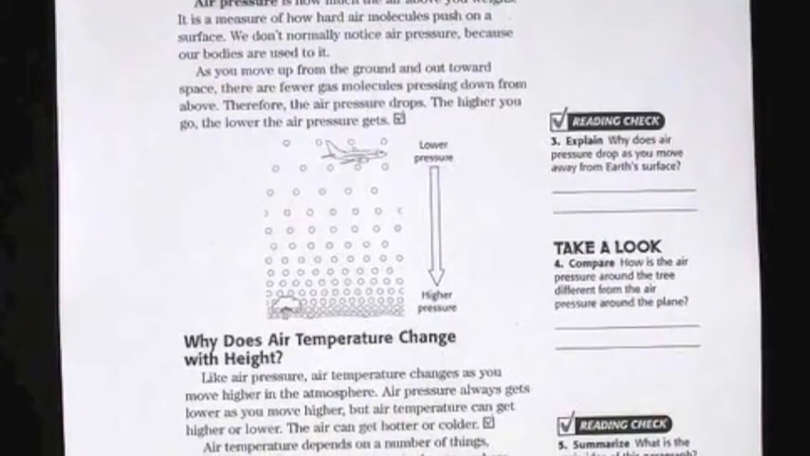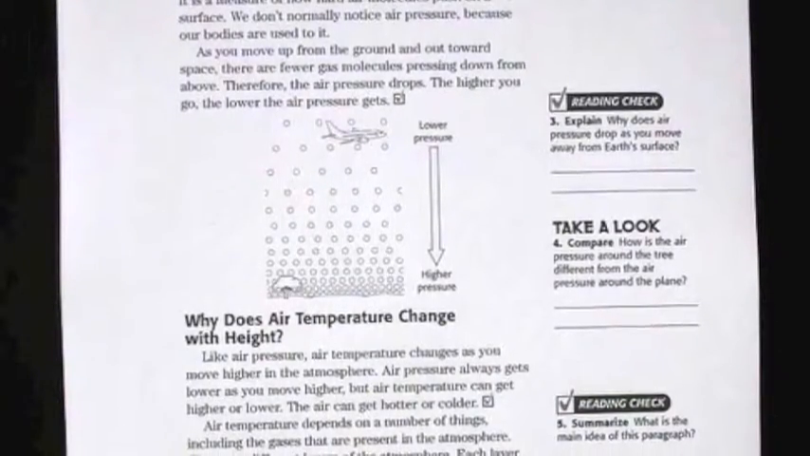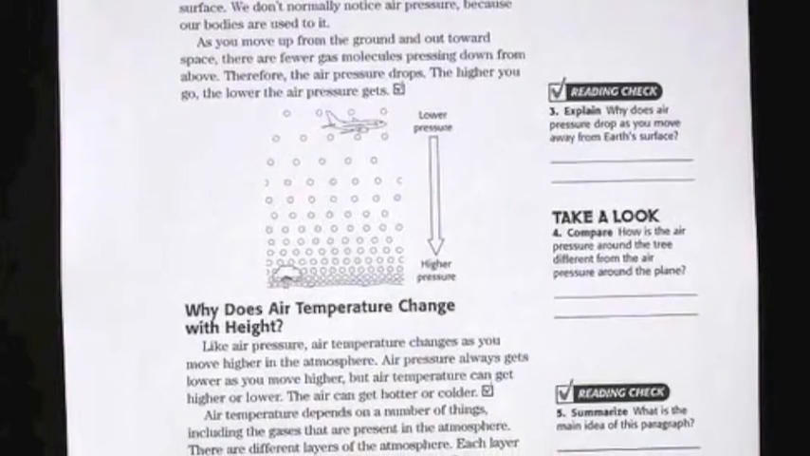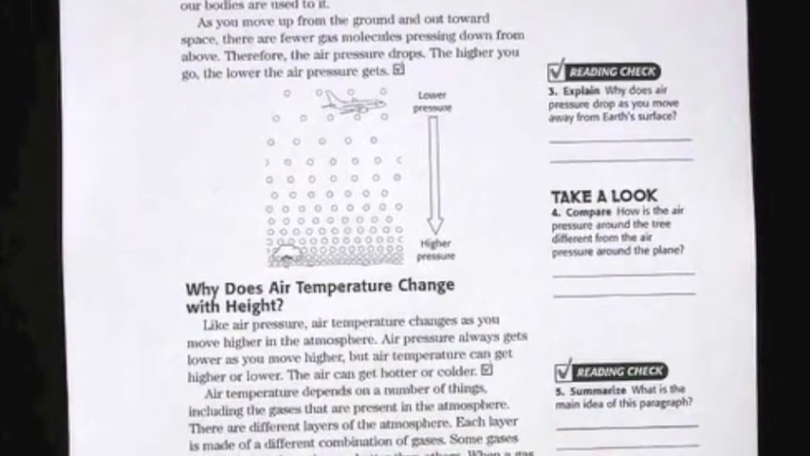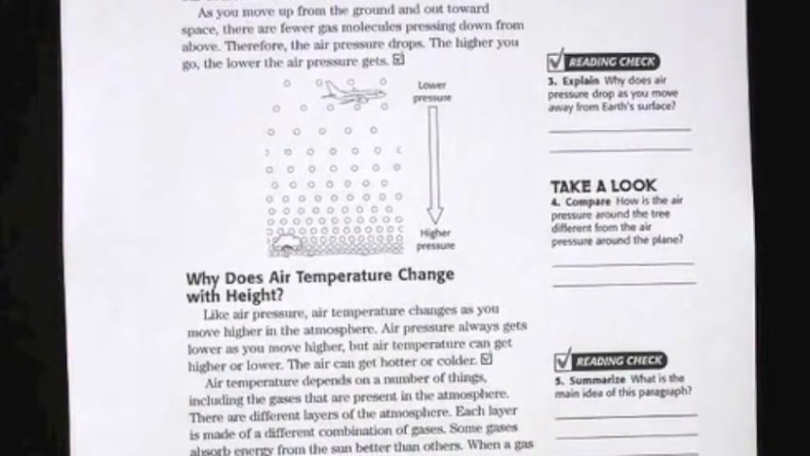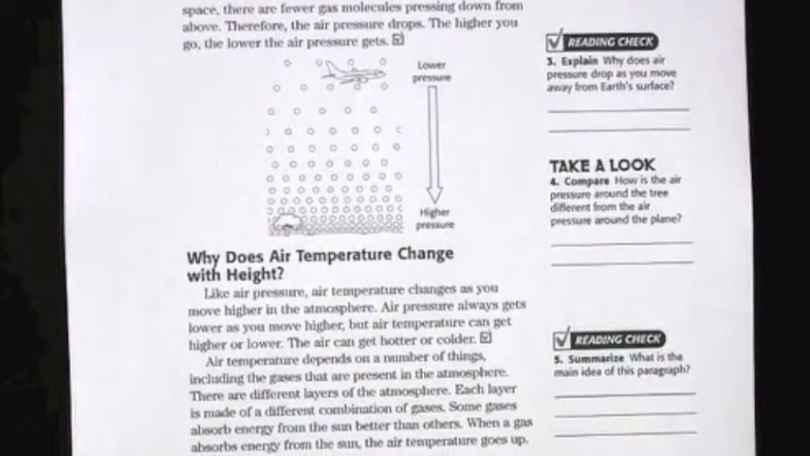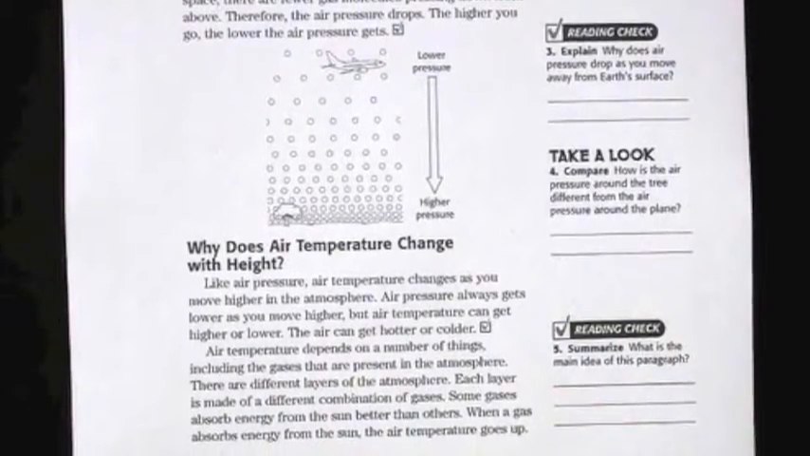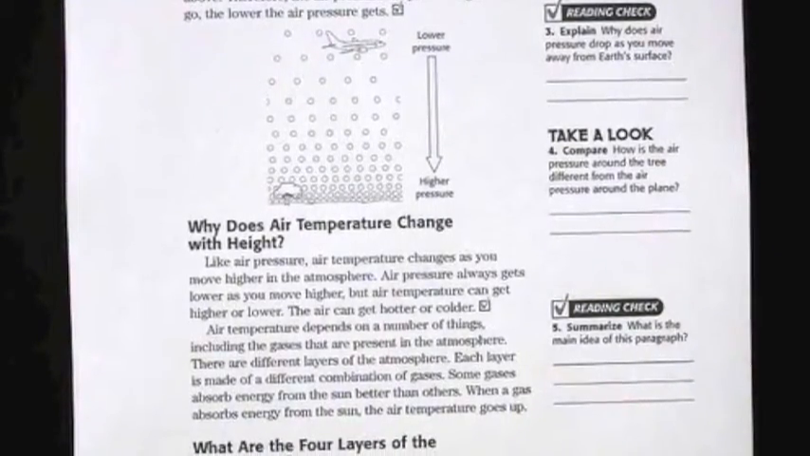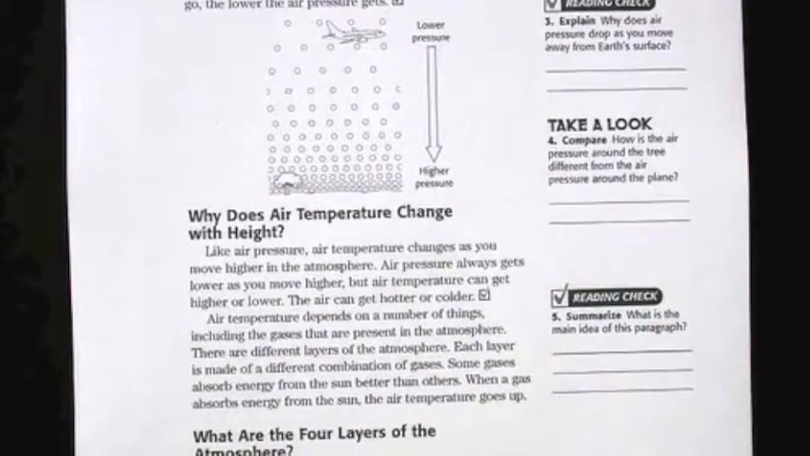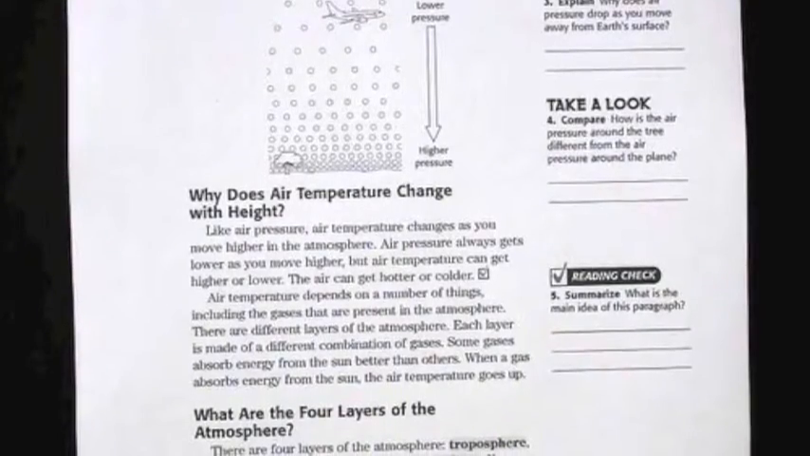Why does air temperature change with height? Like air pressure, air temperature changes as you move higher in the atmosphere. Air pressure always gets lower as you move higher, but air temperature can get higher or lower. The air can get hotter or colder. Air temperature depends on a number of things, including the gases that are present in the atmosphere. There are different layers of the atmosphere, and each layer is made of a different combination of gases. Some gases absorb energy from the sun better than others. When a gas absorbs energy from the sun, the air temperature goes up.